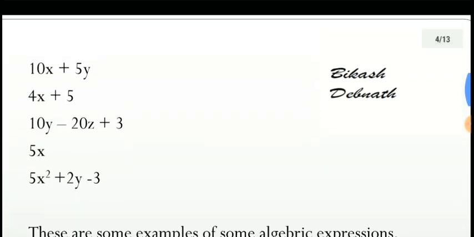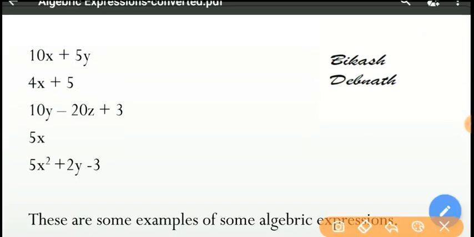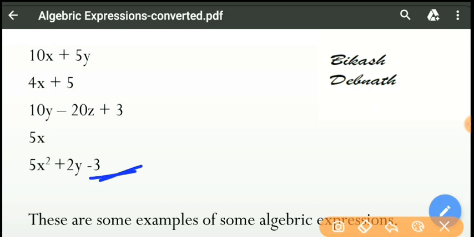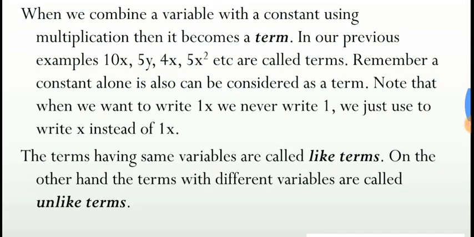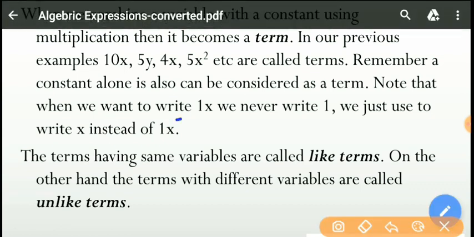Let us go back. In here you can see this minus 3. Can you see? Or plus 3 or plus 5. This is also a term. Note that when we want to write 1x, we never write 1. We just write x instead of 1x. So if I say 1x, that means x. Or if I say x, that means a constant 1 is present here.